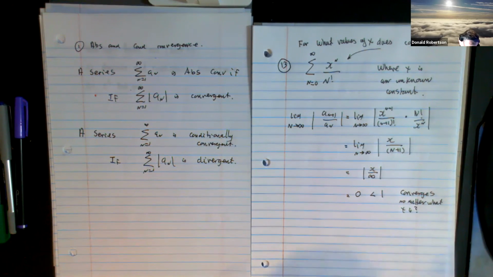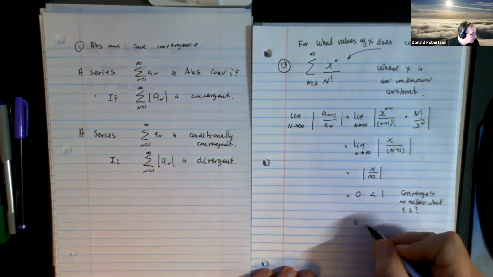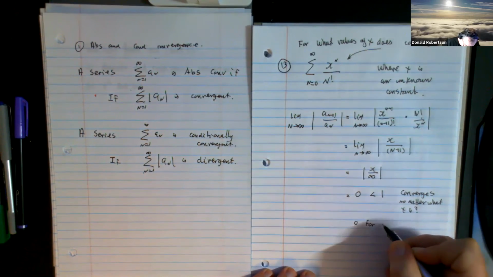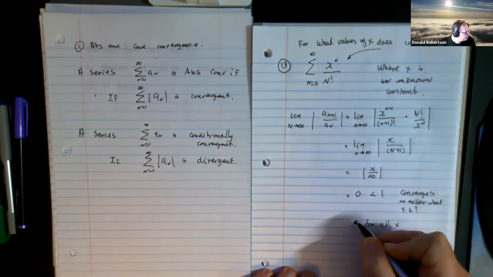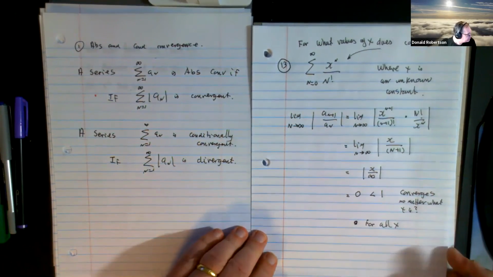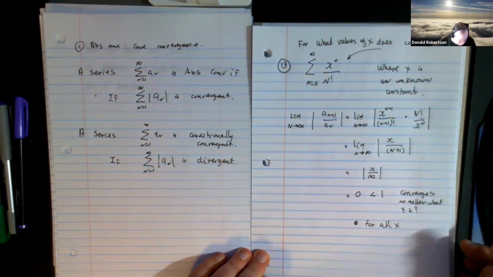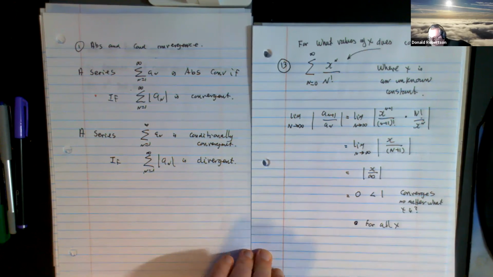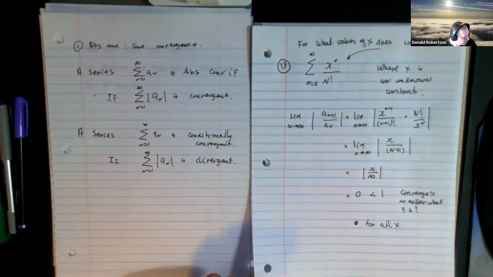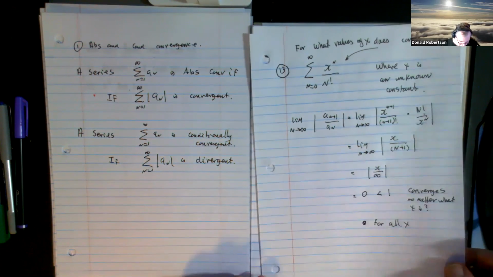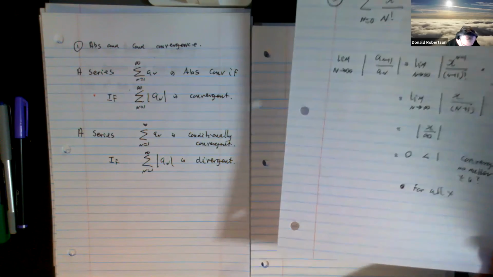So I have a whole load of choices. And one of the choices was for all values of x. So that would be the answer. And then there's a part B where you can choose what it says.